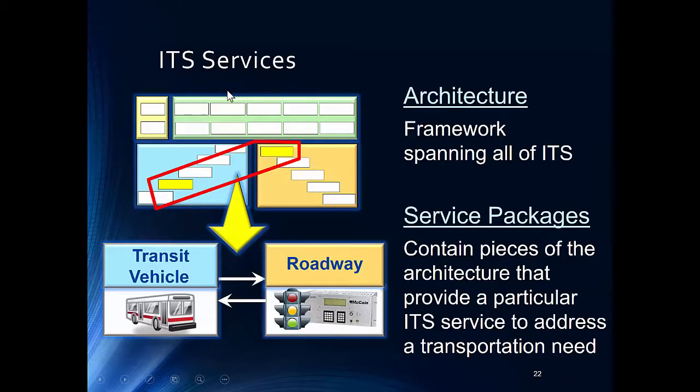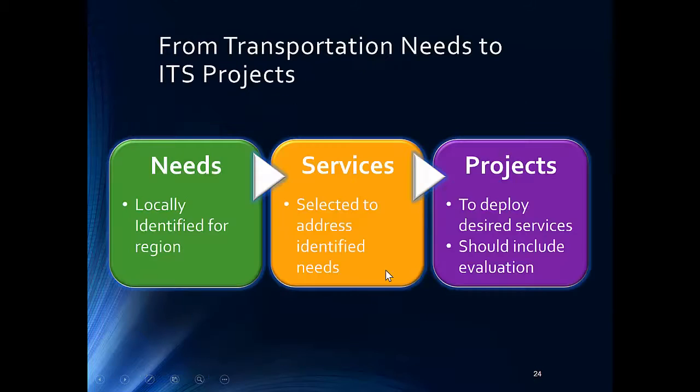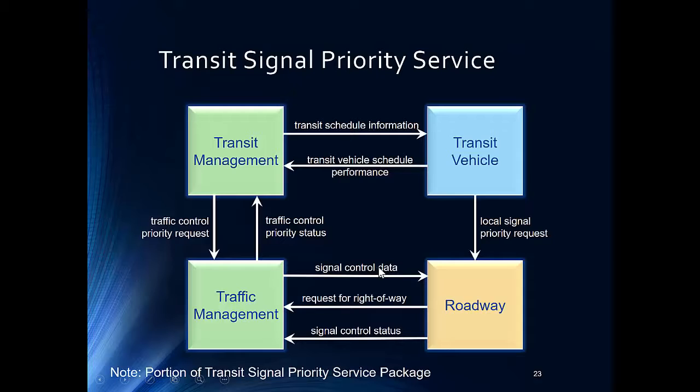For the architecture, there are services. A service package contains pieces of the architecture that provide a particular ITS service to address a transportation need. So in this case, a service package from the architecture could be transit vehicle priority, where transit vehicles send information to the roadway to provide a green signal to transit vehicles that are behind schedule. So this example here is a transit signal priority service that you would work with.